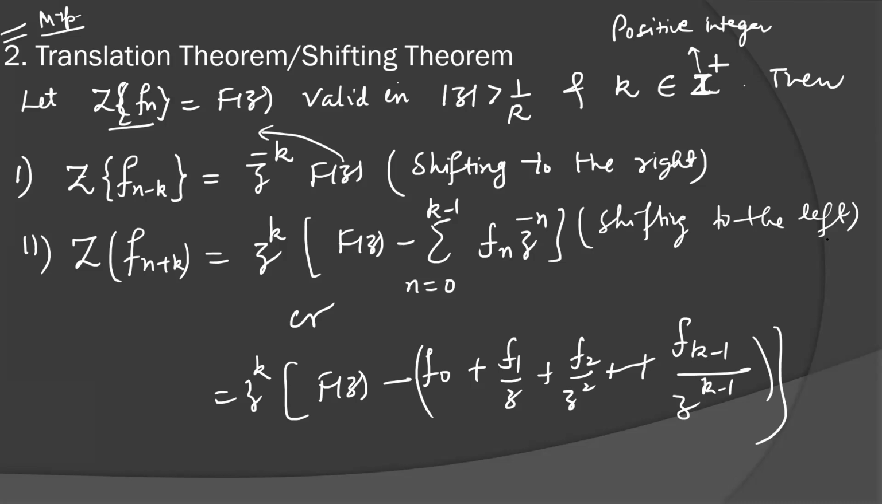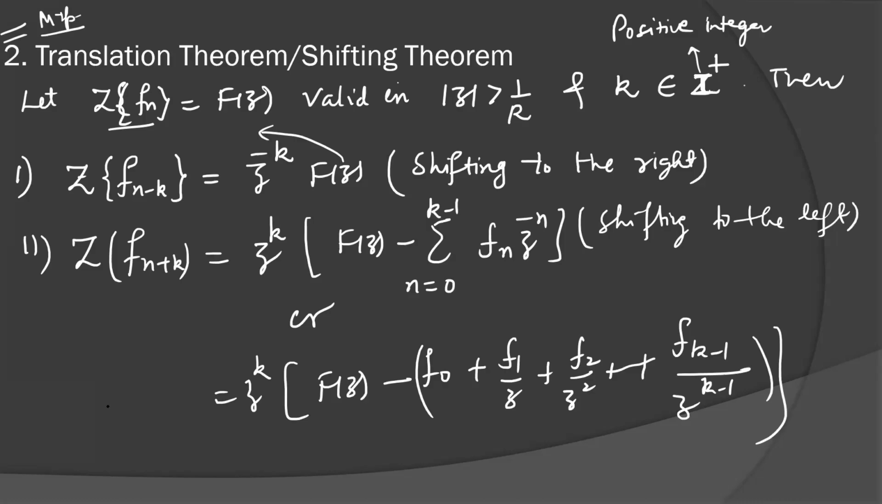Let's see the proof of these important theorems, because proof is also important in your syllabus. First, both the shiftings are valid in the same region of convergence, mod z greater than 1 over R. So let's see the first proof. I told you the Z transformation of sequence f of n minus k is equal to z to the power minus k Fz.